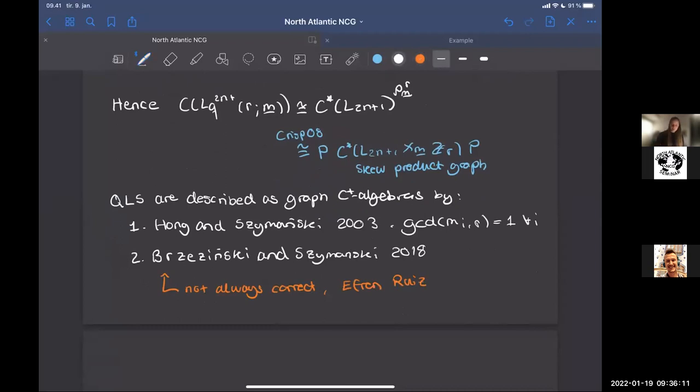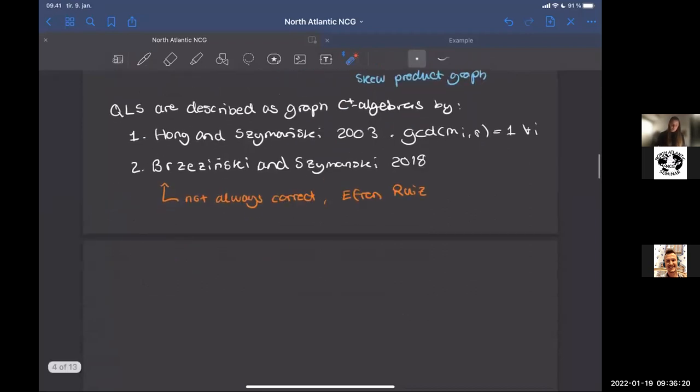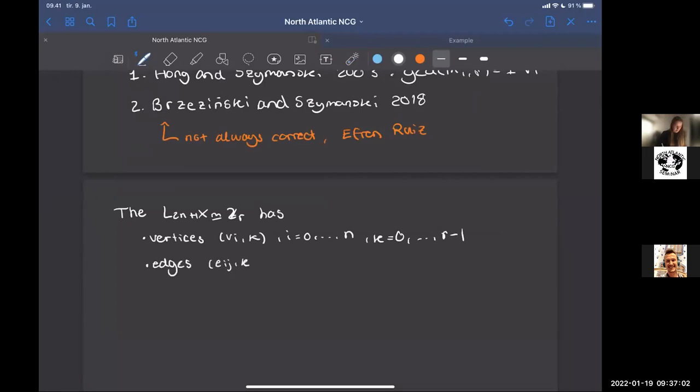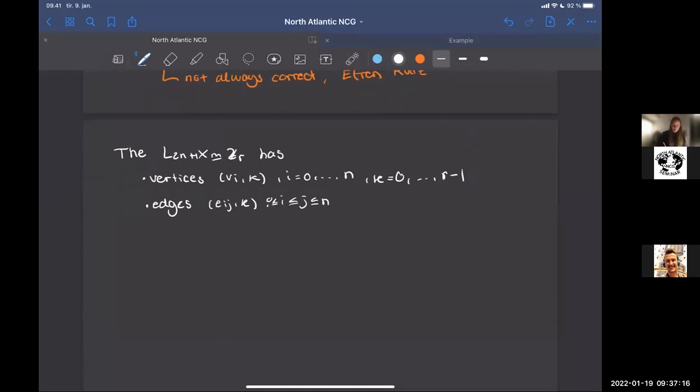Okay, so let me describe for you this skew product graph here, and then I will also give you a counterexample showing why this is not always correct. So this graph, this skew product graph L2n plus 1 mod r, has the following vertices. They are tuples with a v i and a k, where the v i are just the vertices coming from the graph L2n plus 1, and k goes from 0 to r minus 1, corresponding to the elements in Z mod r. And it has the edges in a similar way. So we have e i j k, where i less than or equal to j from 0 to n, and k is the same as before. Then I need to tell you what the source and the range map is, but let me first give you the intuition.